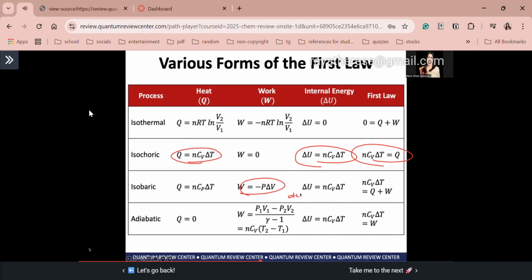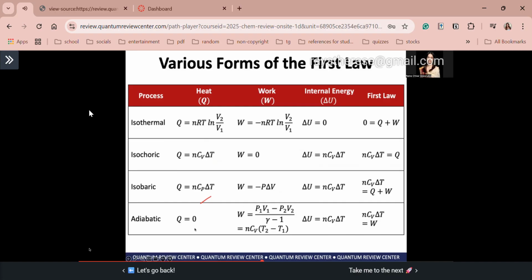Why? Because of this equation, the pi T dV term cancels because it's an ideal gas. Then dU is just equal to CV dT. When you integrate this, you get this answer. Okay? And then Q is equal to nCP delta T. So later we will see the derivation of that.